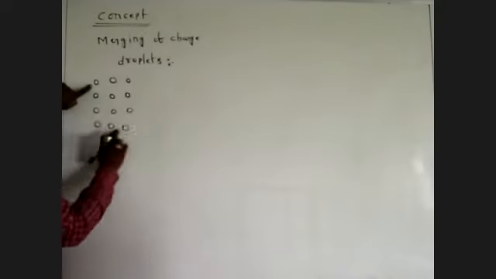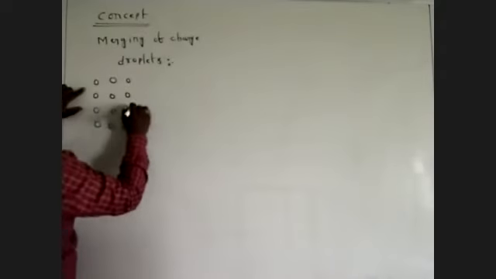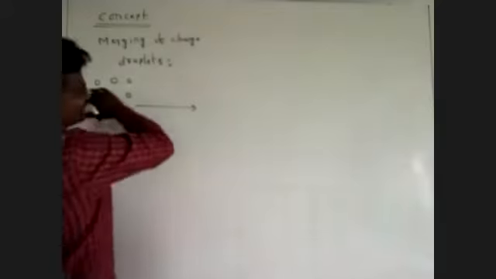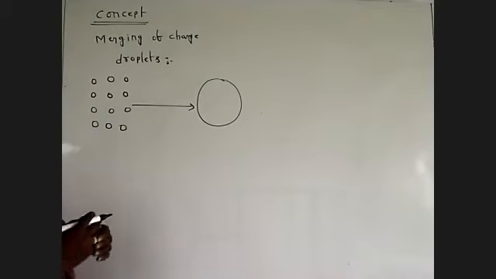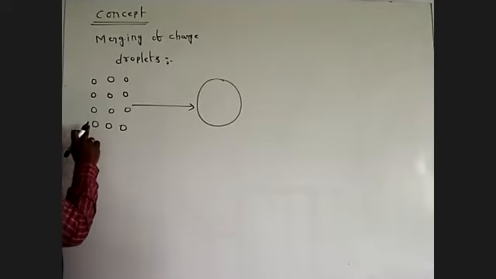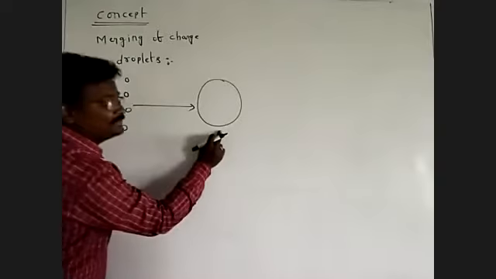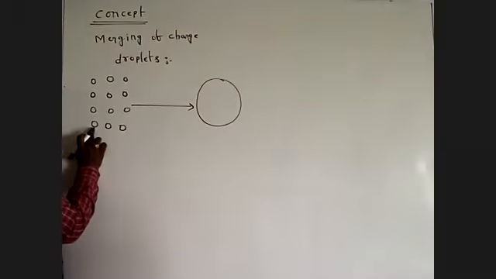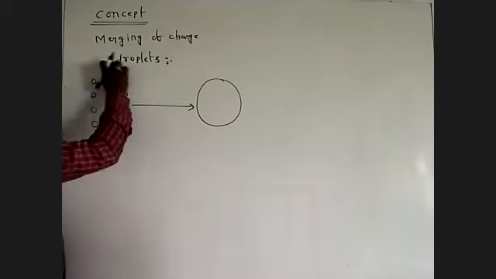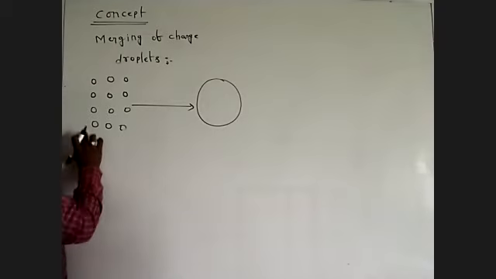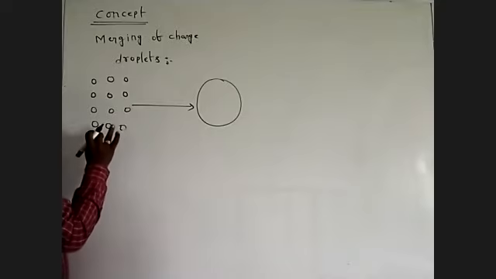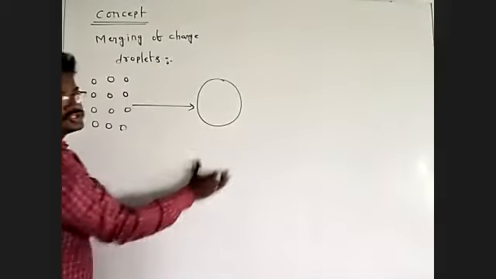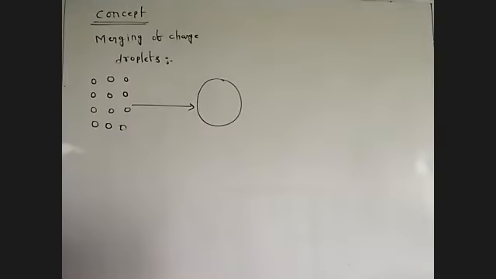We have n number of small droplets. It is common for them to form a single large droplet. This is a small droplet, this is a big droplet. These n small droplets should combine to form a single large droplet.